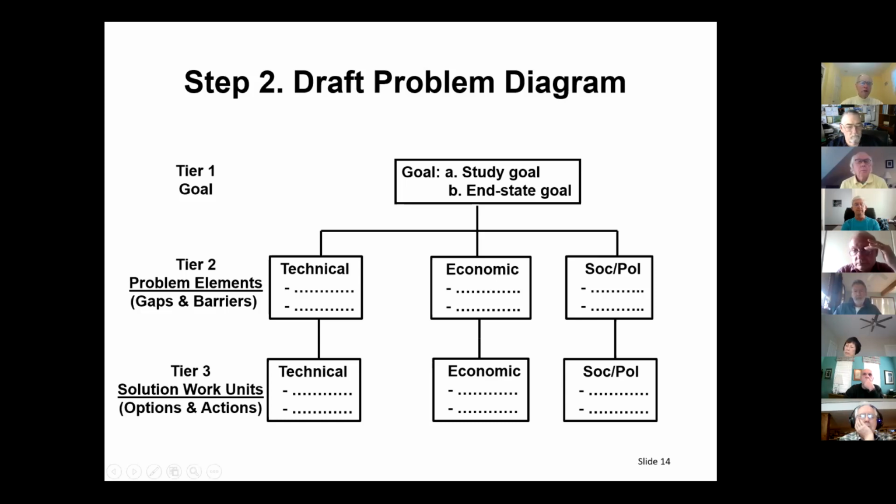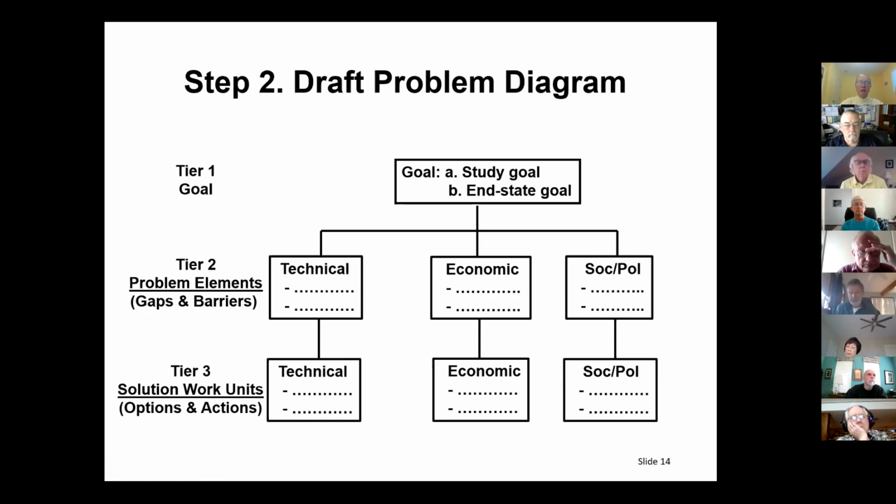Then we start off by looking at what we call problem elements. These are gaps and barriers, things that stand in our way to accomplish the study goal. We've then further broken that up into technical elements, economic elements, and social political elements, so that we don't lose track of the fact that there's probably social political aspects of this that we can't just sweep under the rug and ignore. The same for economics.